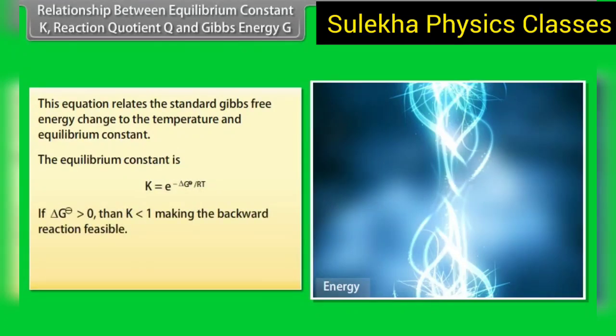The equilibrium constant is given by the expression. If change in standard Gibbs free energy is greater than 0, then K is less than 1, making the backward reaction feasible. If change in standard Gibbs free energy is less than 0, then K is greater than 1, making the forward reaction feasible.